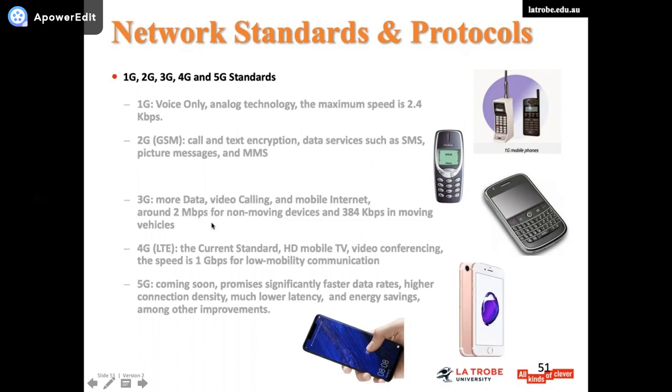So next is 4G, also called LTE. It's the current standard we are using right now. It can support HD mobile TV, so now we can use our mobile phone to watch HD video from YouTube. It can also support video conferencing, so we can use our mobile phone to use Zoom to join a remote conference. The speed is now increased to 1 gigabit per second, even for slow mobility communications. There are many other important features in 4G, but I won't talk about them here.